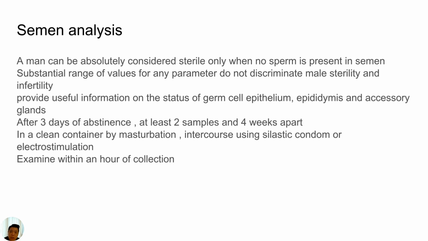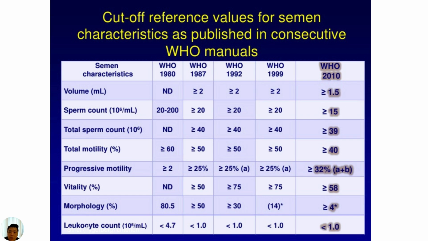How to collect the semen? After 3 days of abstinence, we have to collect at least two samples 4 weeks apart in a clean container by masturbation, intercourse using an elastic condom, or electrostimulation. And the specimen has to be examined within an hour of collection. So there are many versions of the cutoff reference value. We nowadays use WHO 2010 as the reference range.